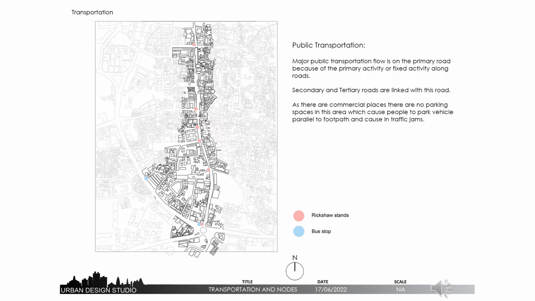Public transportation. Majorly the transportation is on the primary road. Mostly we can see auto rickshaws on this road. So we can also see the number of auto rickshaw stands is more on the road. Bus stops can only be seen at Sarda Circle and Ganjamal area.